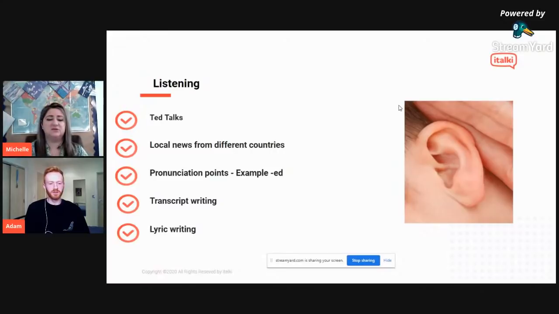On to pronunciation points. So if I'm working with pronunciation with a student and we've just been practicing, for example, how to pronounce ED, which by the way, does have three different endings in English. In a pronunciation class, I would have reviewed those. We would have practiced them, but then I would find listening examples for them. It could be a TED Talk. It could be local news. And I could say to them, okay, well, listen to the three different endings, right?